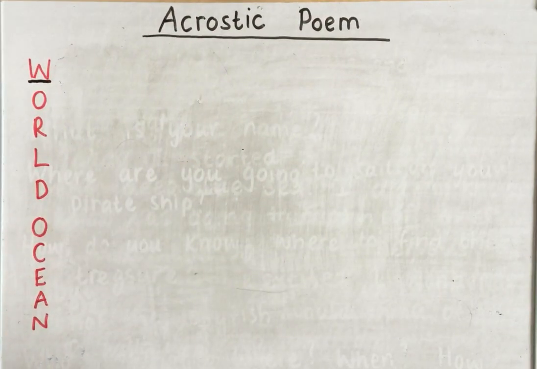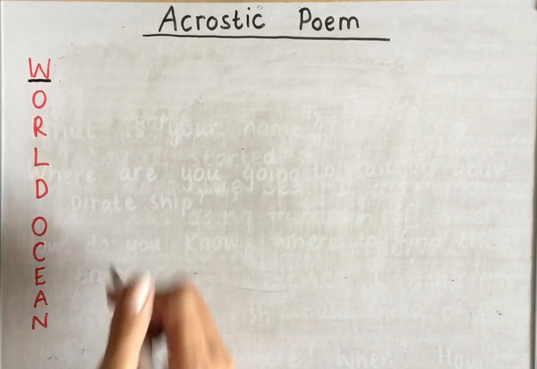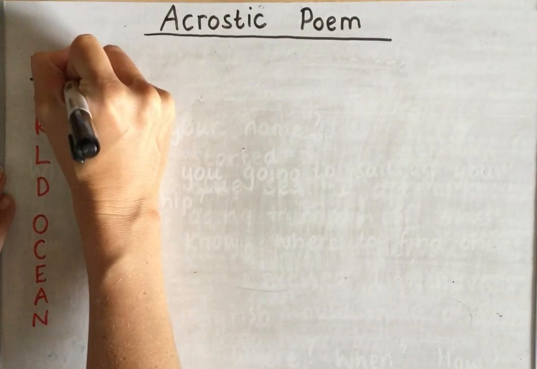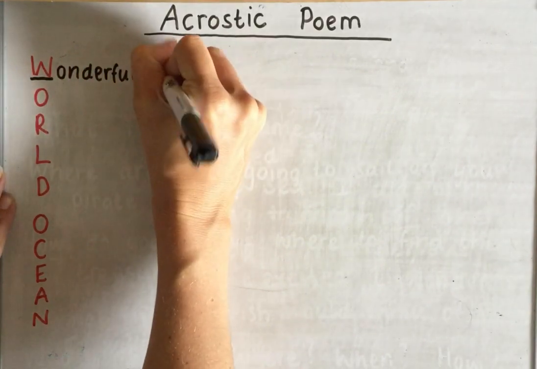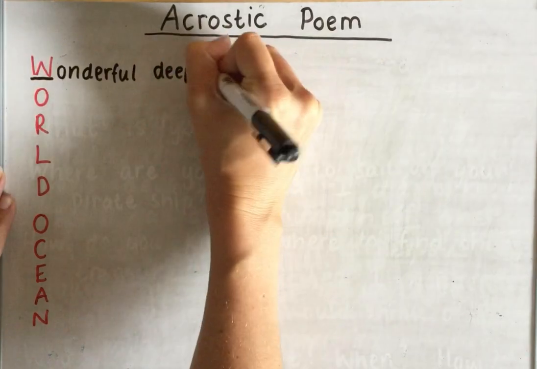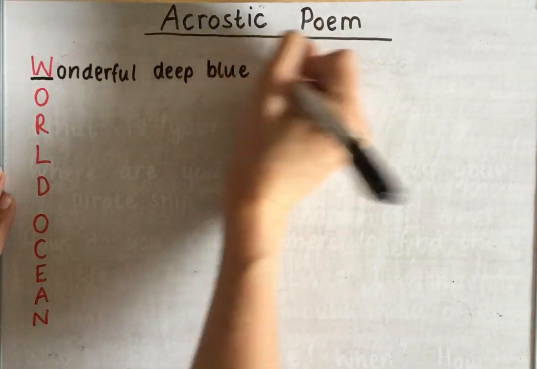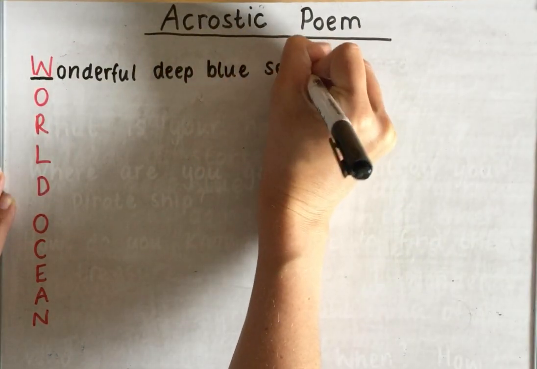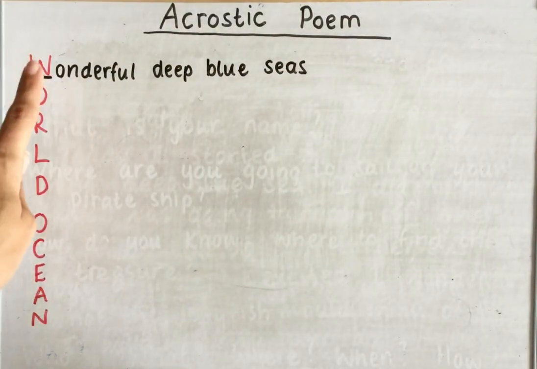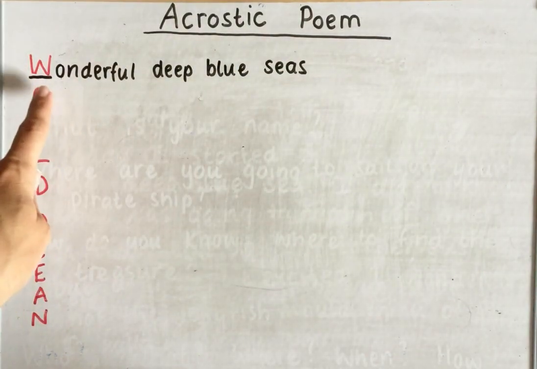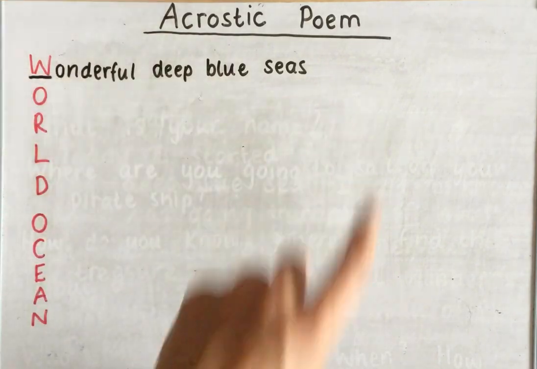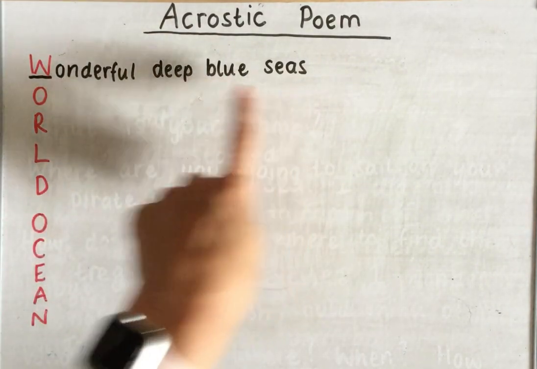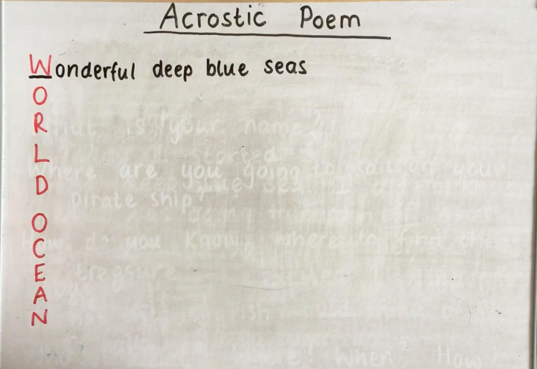So I've had a think, and I'm going to write for wonderful. So wonderful, deep, blue, seas. Now remember, you don't need to write that sound again because it's already there for us, okay? And it's a capital letter because it's the start of our sentence. We don't need to write that when we are writing our sentence, okay? So wonderful deep blue seas.